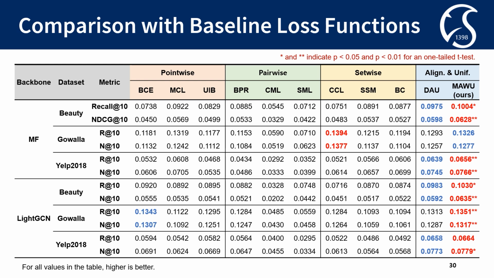We can see that alignment and uniformity-based loss functions, such as DirectAU and MAU, generally outperform other loss types: pointwise, pairwise, and setwise loss functions. Except for one case, MAU consistently outperforms other 10 loss functions. The result indicates the superiority of our proposed method MAU.